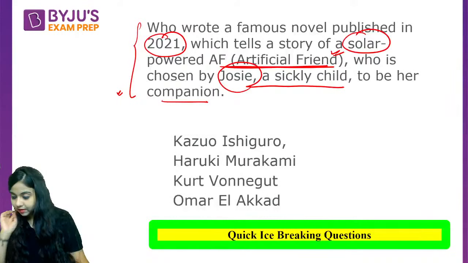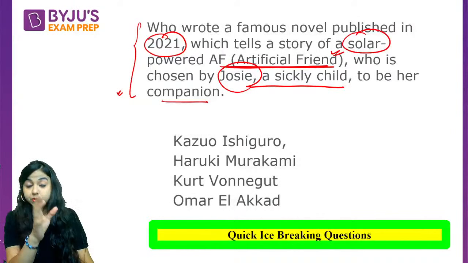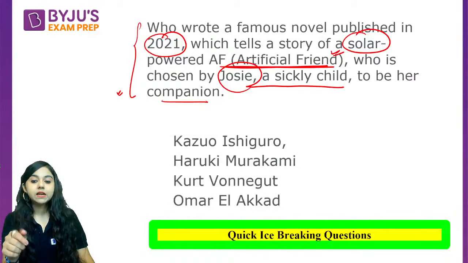Yes, yes, yes. Ishiguro is the right answer. Klara and the Sun is the eighth novel written by Ishiguro. Ishiguro is a Nobel Prize winning writer, by the way. He is a British writer as well. And this novel was published on 2nd March 2021. It is a dystopian science fiction story.